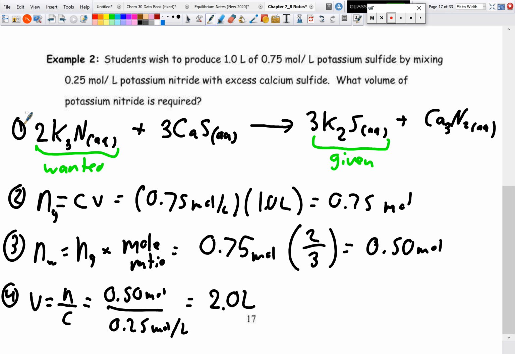So of course, our balanced chemical equation, we have potassium nitride reacting with calcium sulfide, and that is the reaction right here. So potassium nitride mixing with calcium sulfide, and we produce our potassium sulfide and our calcium nitride. Once you get your balanced chemical reaction, it should look like that. Number of moles of the given is C times V. Number of moles of our wanted is number of moles of our given times our mole ratio. And of course, solving what volume must be reacted, volume is just equal to N over C, and we get 2 liters.